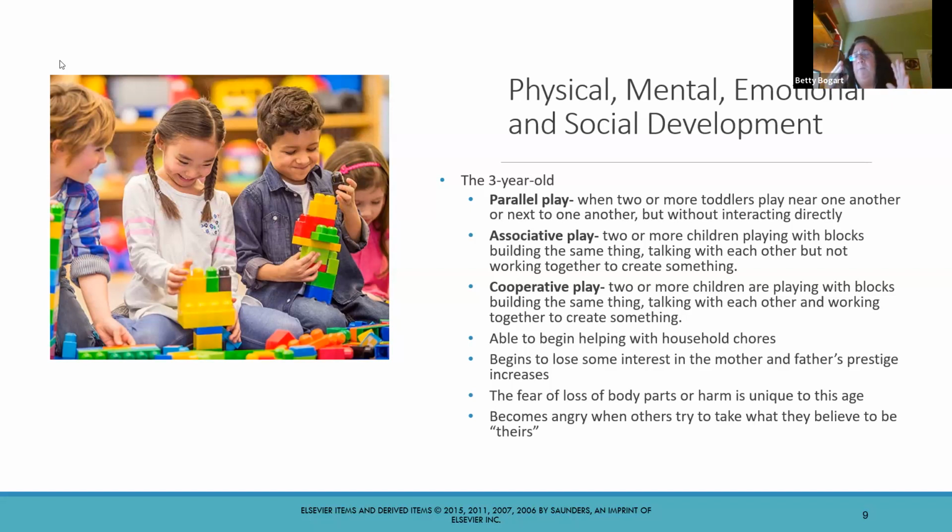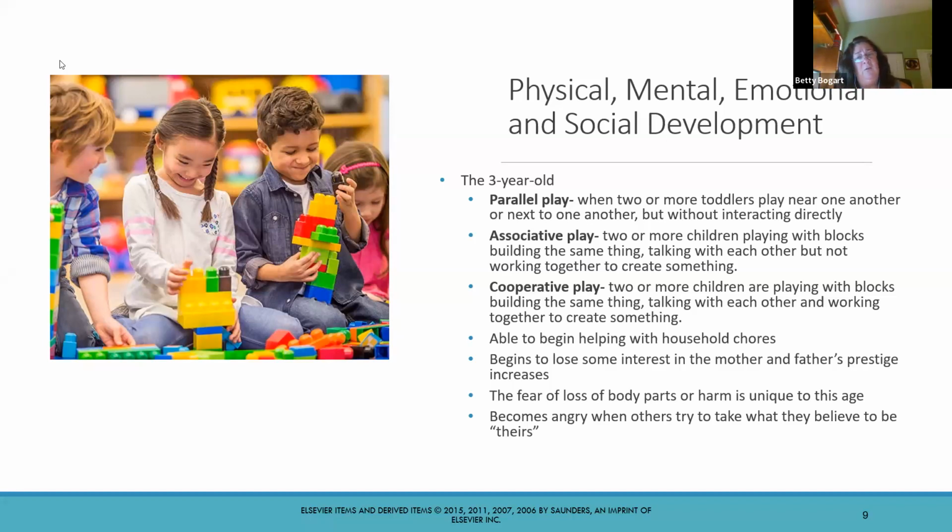Now, parallel play is toddlers, always. They play next to each other, but they don't play with each other's toys. They don't interact. They're just playing. So they're both alone, solitary, but they're next to each other. So that could be like in daycare. They're playing their own things.